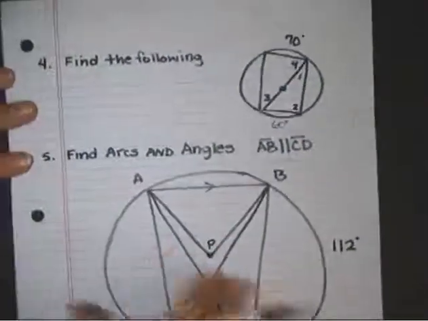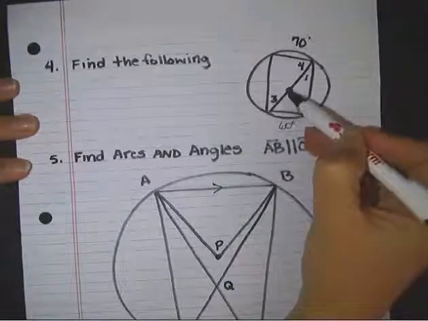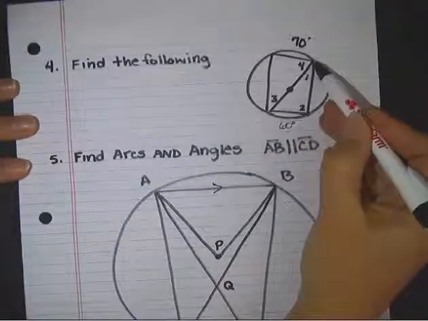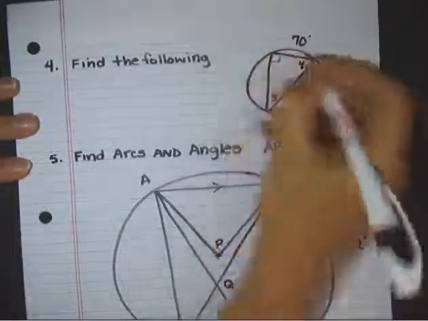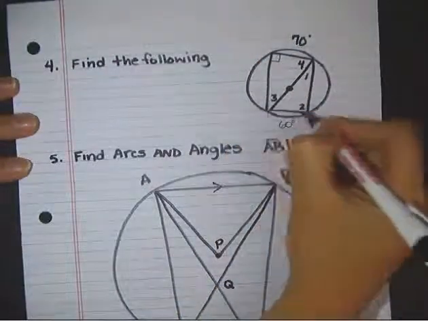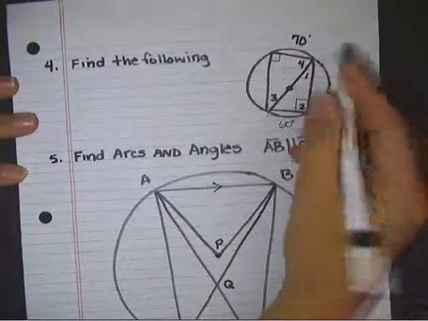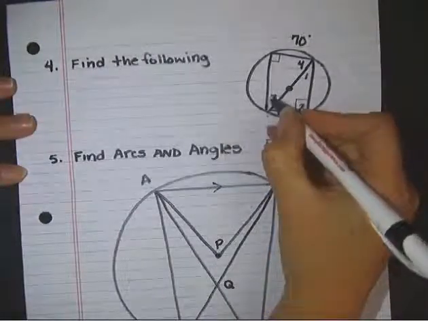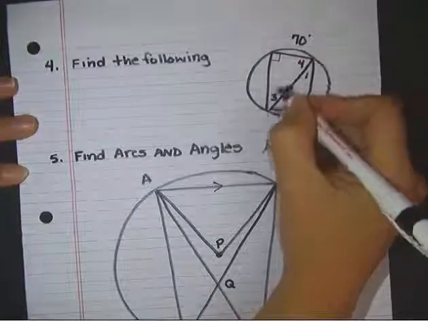The other theorem we know about inscribed angles is that if an inscribed angle opens to a diameter, if you see that big dot, then it is 90. So this angle opens up to a diameter, so that is 90. This angle too opens up to a diameter, so it is 90. Then I can use my inscribed angles. Angle 3 opens up to the arc 70, so it is half of 70, 35.